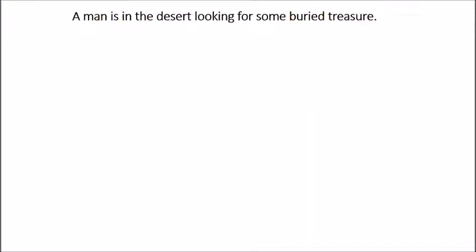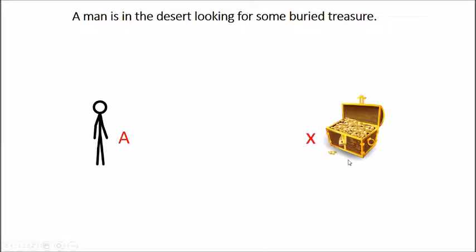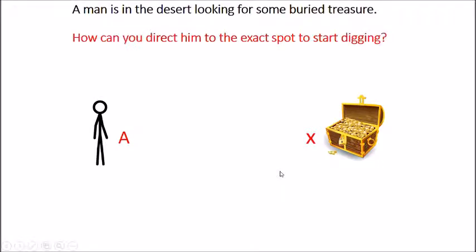Okay, so let's start off with a question. Let's say a man is in the desert looking for some buried treasure. Here's your man, and let's say he's at point A, and let's call this the buried treasure, and it's at point X. My question to you is, how can you direct him to the exact spot to start digging? I'm looking for two pieces of information. What two things do you need to tell this guy? What two bits of information does he need to find that treasure?